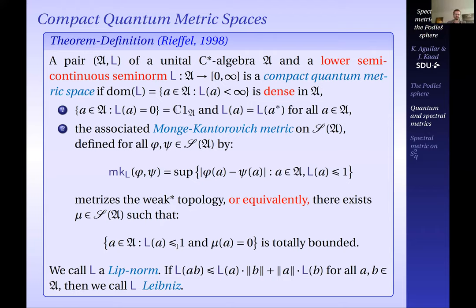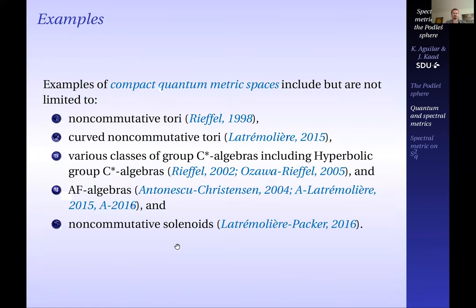But for a moment, we'll just mention some examples and then we'll see how we can do this for the Podleś sphere. Some classic examples: Rieffel proved that non-commutative tori, or quantum tori, are compact quantum metric spaces. Then there are Latrémolière's work on non-commutative tori, some group C-star algebras due to Rieffel and Ozawa and Rieffel, AF algebra work of Aguilar, Christensen, Latrémolière, and myself, and non-commutative solenoids, and many, many more. And of course, we'll show how we add to the list today the Podleś spheres.